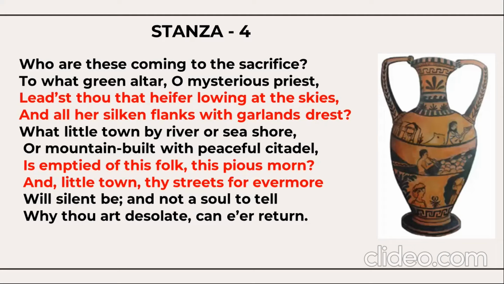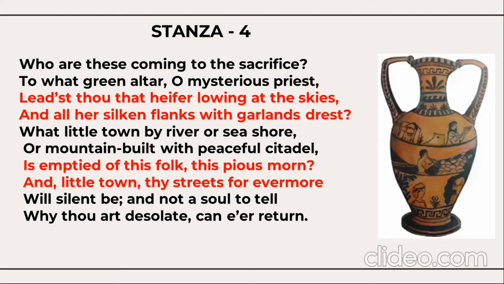So what picture, what image does this urn depict here? The poet says that there is a mysterious priest who is leading a group of people towards a sacrifice where an animal is to be sacrificed to please a god, and there's a green altar, a place where this sacrifice is to be done.